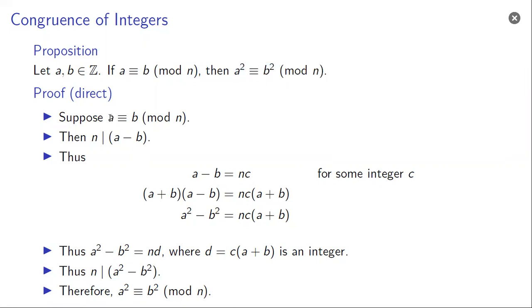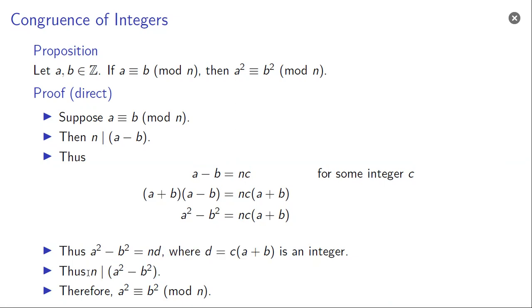So we started with, suppose A is congruent to B mod n. The consequence of that is that n divides A minus B. The consequence of that is that A minus B equals n times C for some integer C. Now, we know our goal is to show that A squared is congruent to B squared mod n. Now, the step before that has to be that n divides A squared minus B squared, right?